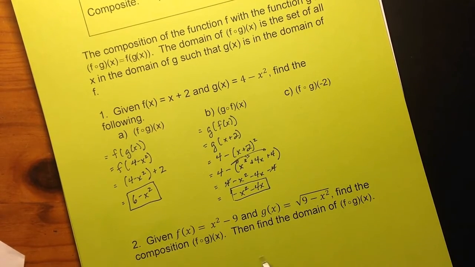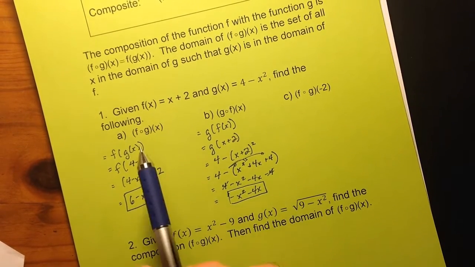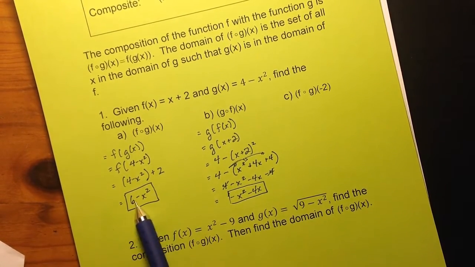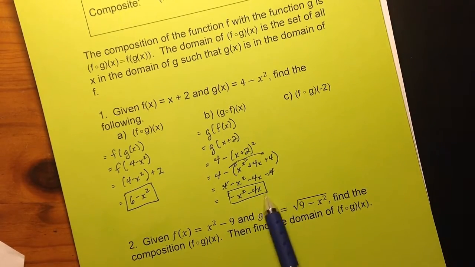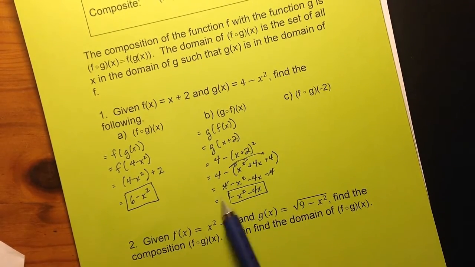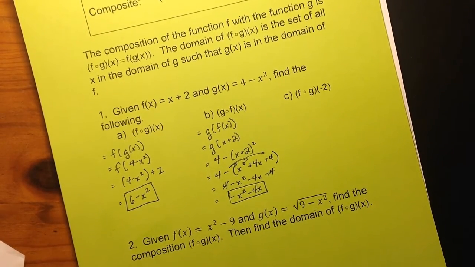So I want you to notice here that f circle g of x gives us a totally different answer from g circle f of x. All right, those two functions. So what we're seeing here is that composition of functions is not commutative. In general, f circle g will not equal g circle f. Sometimes it does. It is possible that it will, but in general, that will not be a true statement.